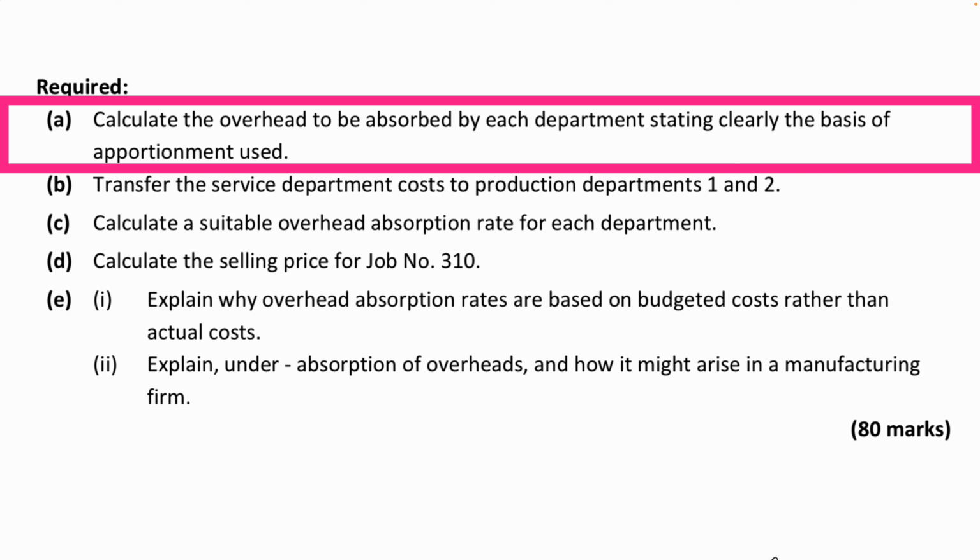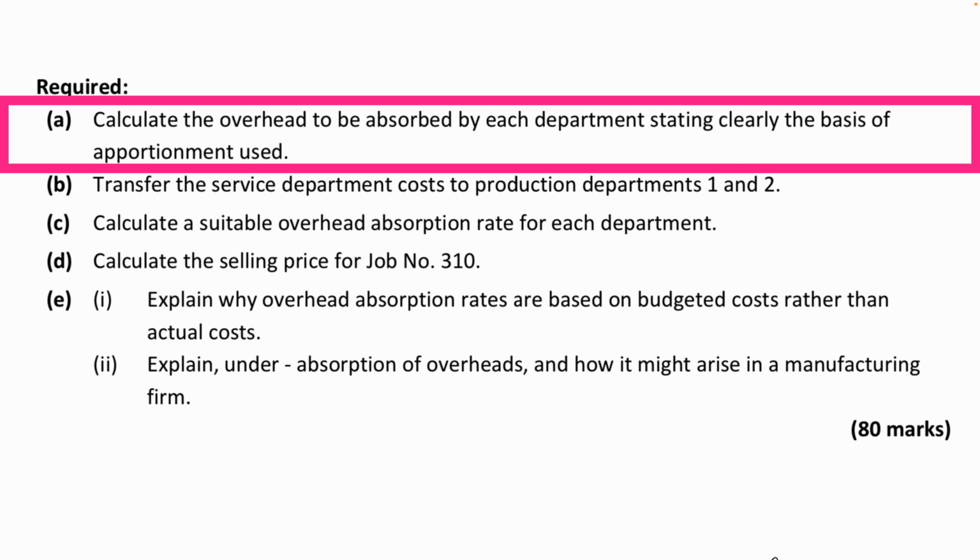Okay, so what are we required to do here? Part A is asking us to calculate the overhead to be absorbed by each department, stating clearly the basis of apportionment used. Part B is saying transfer the service department cost to production departments 1 and 2. C is calculate a suitable overhead absorption rate for each department. D is calculate the selling price for job number 310. E, part 1, explain why overhead absorption rates are based on budgeted rather than actual costs. And then 2, explain under absorption of overheads and how it might arise in a manufacturing firm.